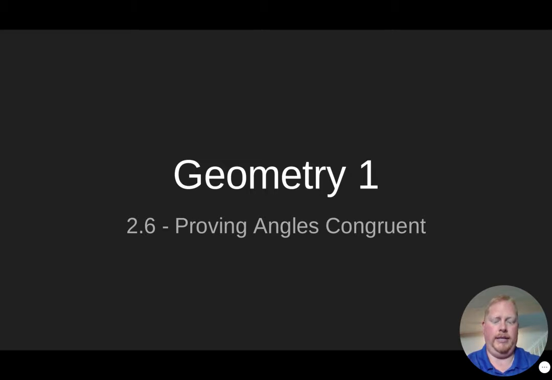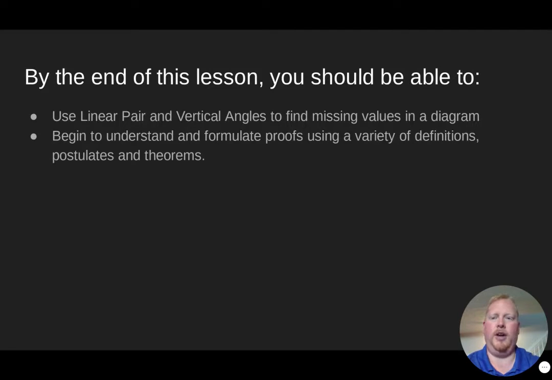So before we do that, let's talk about what you need to know to do by the end of this lesson. You need to know how to use the linear pair and vertical angles theorems to find missing values in a diagram. You also need to begin to understand and formulate proofs using a variety of definitions, postulates, and theorems. So that's just basically, can you do a proof and use the definitions, postulates, and theorems that I gave to you on that reference sheet in order to justify each step.